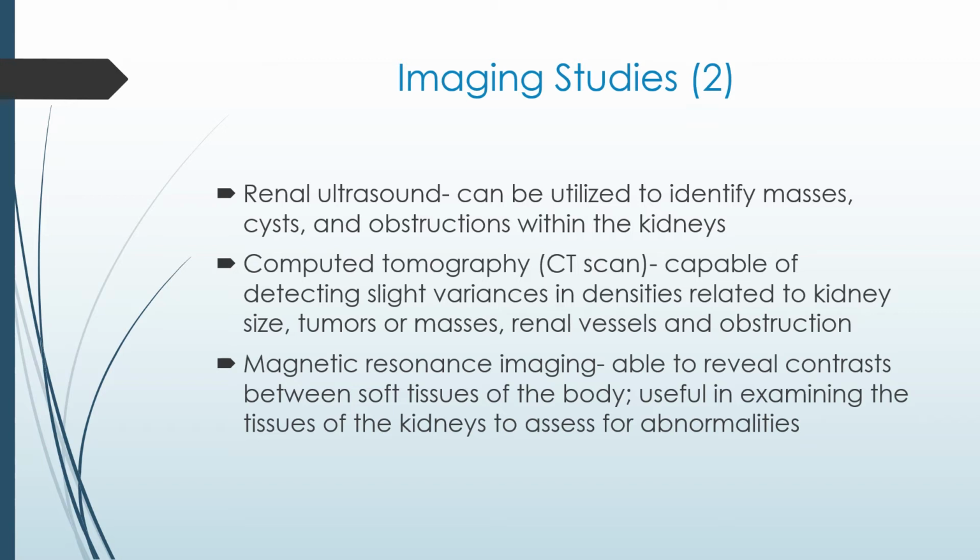Computed tomography, the CT scan, is capable of detecting slight variances in densities related to kidney size, tumors or masses, renal vessels, or obstruction. And then magnetic resonance imaging, the MRI, is able to reveal contrast between soft tissues of the body. This is useful in examining the tissues of the kidneys to assess for abnormalities.